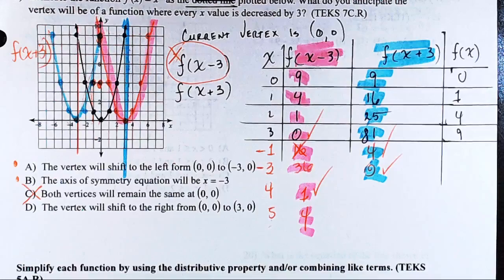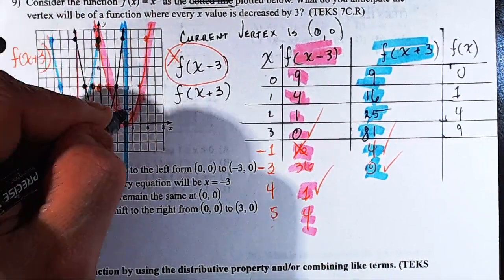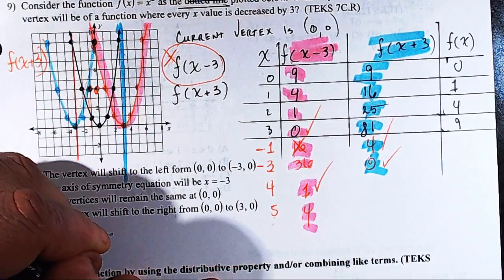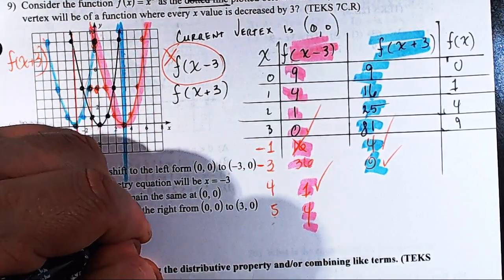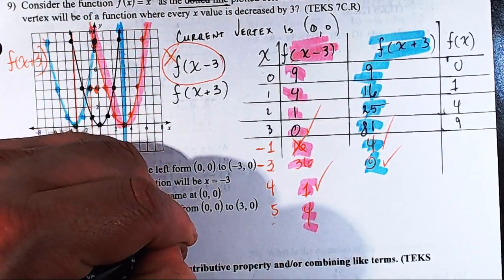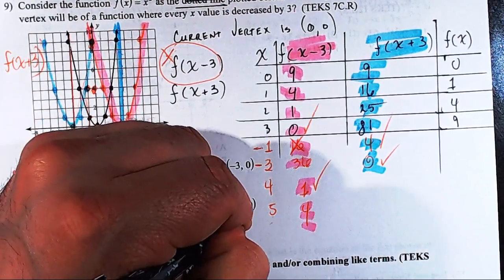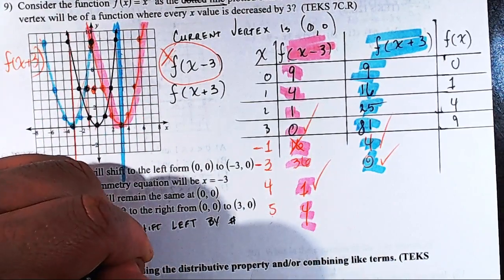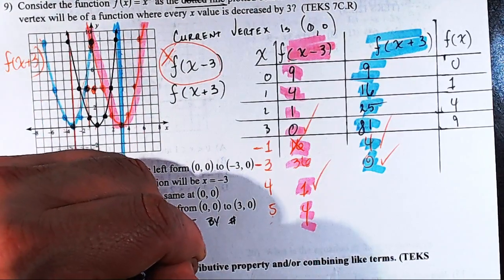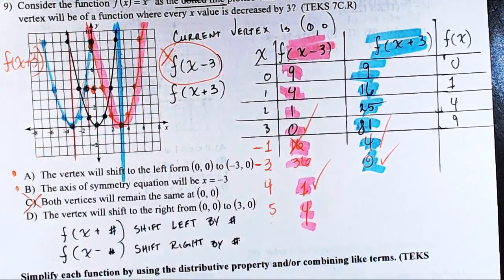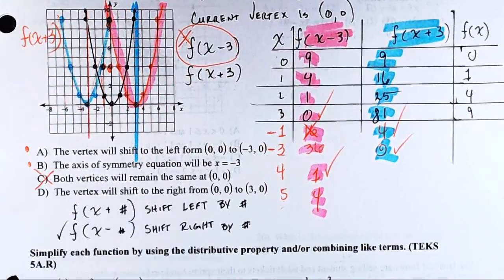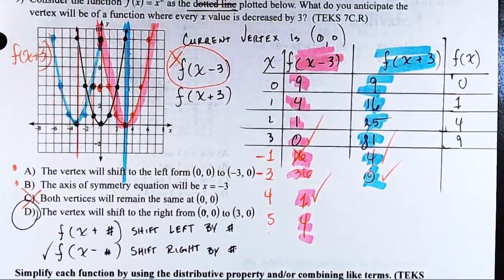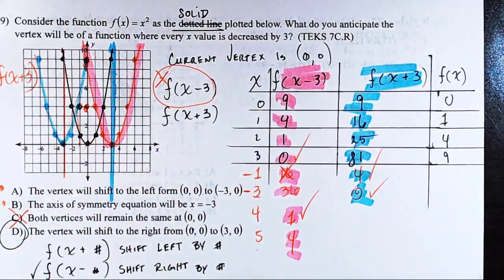I did all this work, you do all this work. Okay? So, the rule is you'll have f of x plus some number. This means a shift left by the number. If you have f of x minus some number, this is a shift right by some number. All right, so this is the option we were using. So the vertex will shift to the right from 0, 0 to 3, 0. Again, if you want the work to count, make your paper look like this.